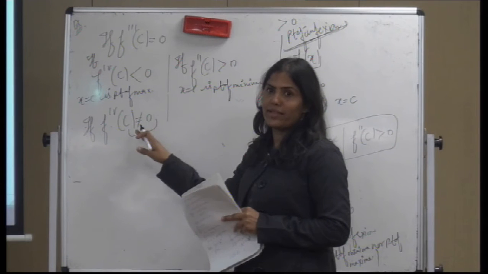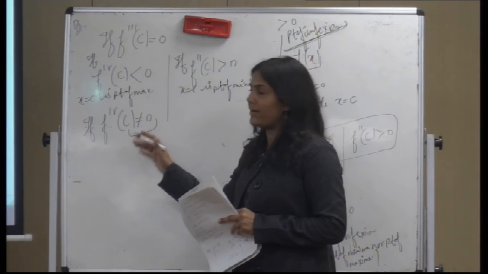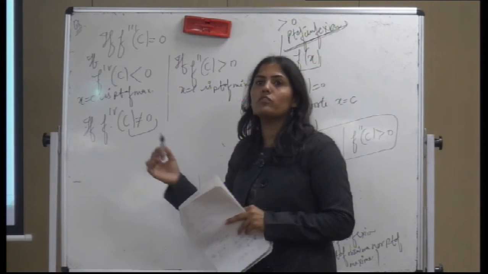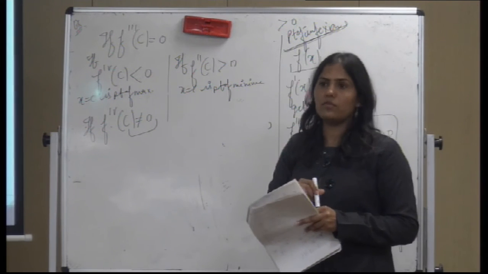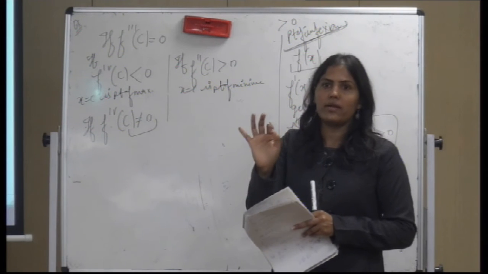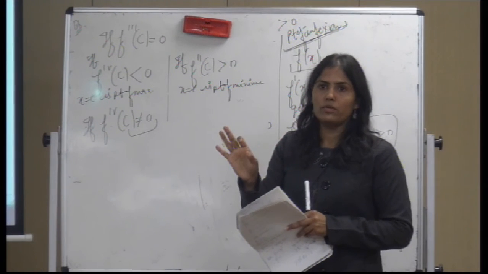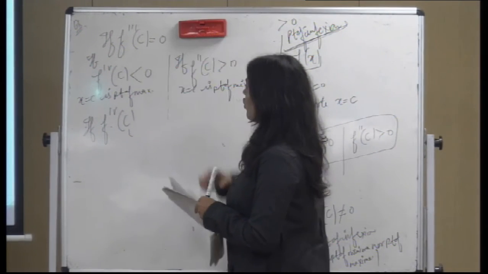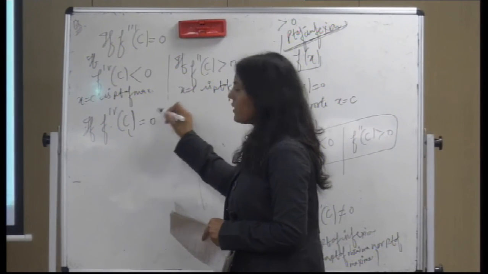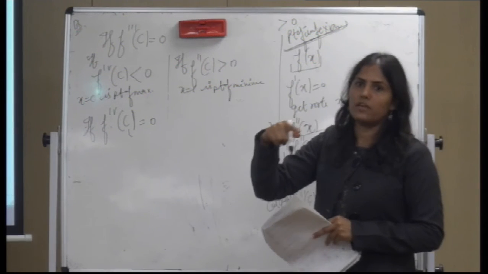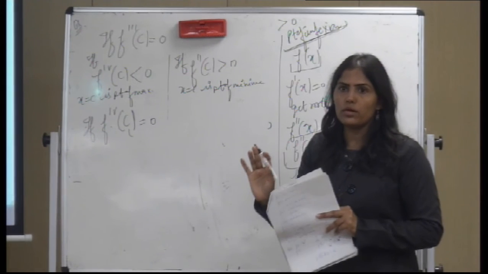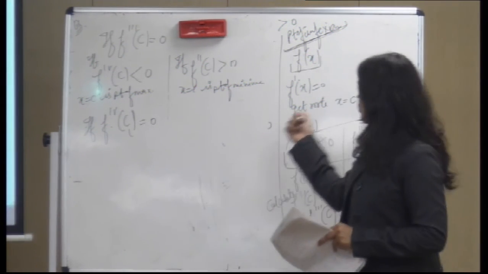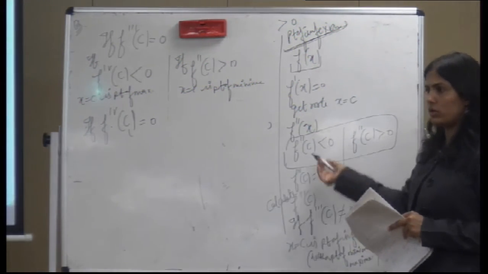I didn't do anything, I just changed something. If the fourth derivative f⁗(c) is not 0, it means it is either greater than 0 or less than 0. It means you are getting either a point of minima or a point of maxima. If it is 0, in that case you go to the next derivative. Only in that case you go to the next derivative. If it is non-zero, then there is no need to go to the next step.